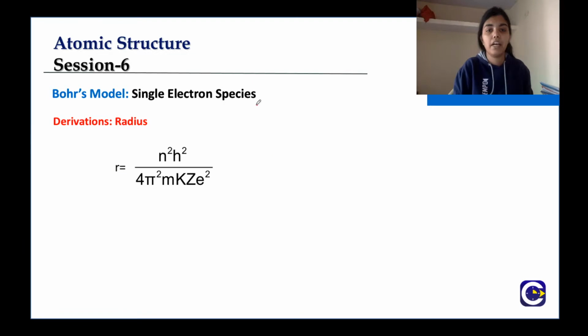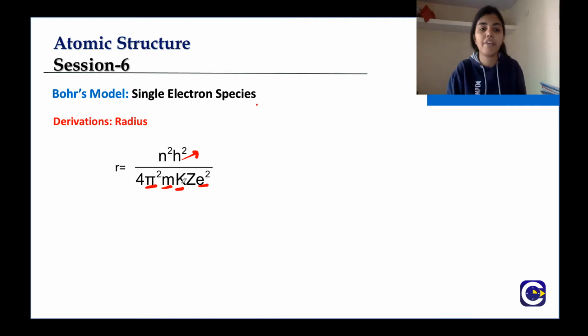Now putting the value of h as 6.62 into 10 raised to the power minus 34, because it is the Planck's constant, pi as 3.14, mass of electron as 9.1 into 10 raised to the power minus 31, and k as 9 into 10 raised to the power 9, and e as 1.6 into 10 raised to the power minus 19. That is the charge on the electron.